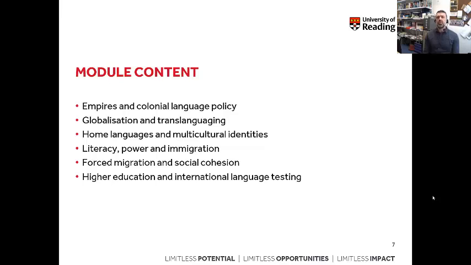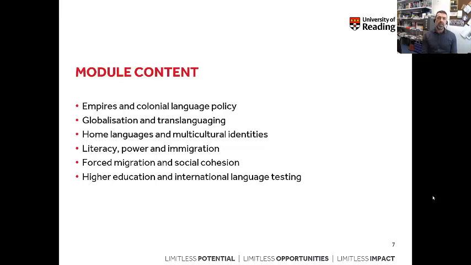There's quite a shift towards the end of the module where we move from looking at voluntary migrants, economic migrants, towards migrants who were forced to leave their home places, their communities, and we look at refugees and asylum seekers and how issues around language not only shape their migrations when they leave their home countries, but also how language helps them to fit in with their new communities when they've arrived in their country of first asylum or their onward journeys. And finally, we look at higher education.